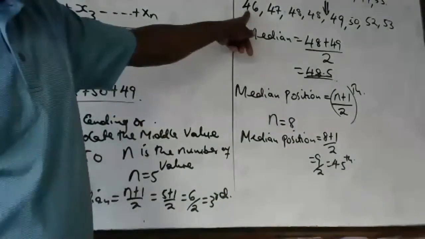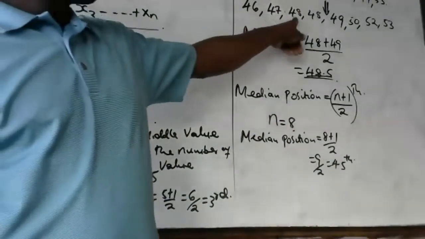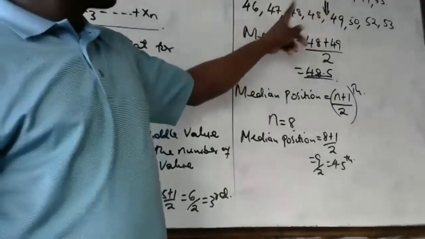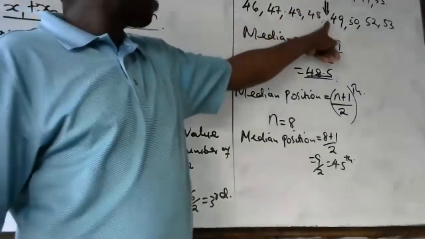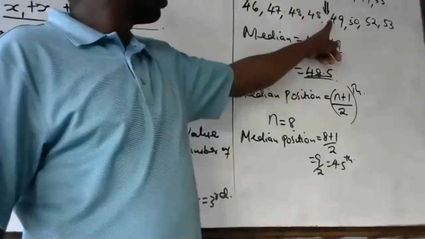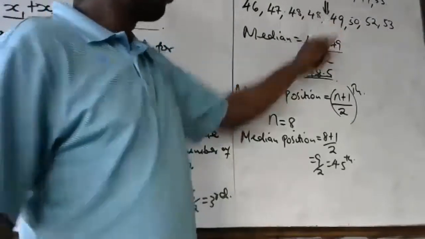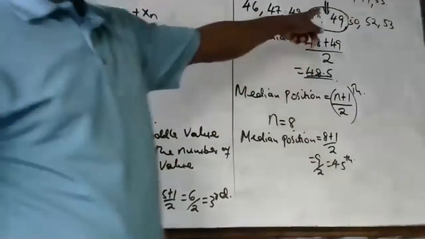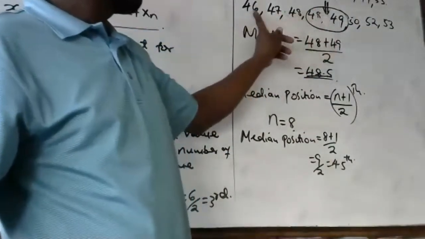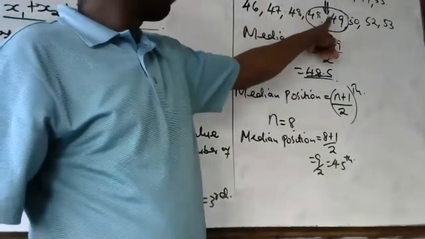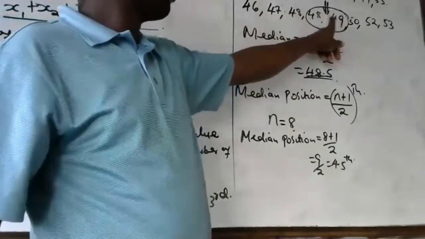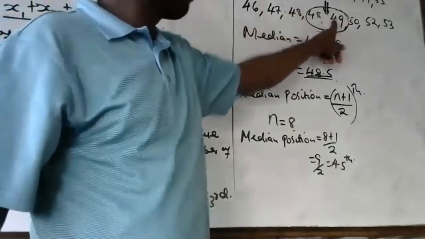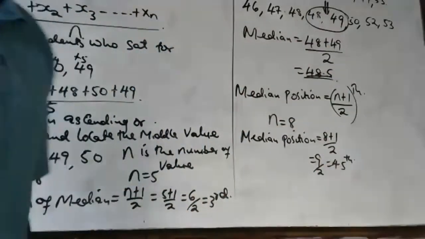So we have the first, the second, the third, the fourth. 4.5 is somewhere in between the fourth and the fifth. So we take the average of these two, because 4.5 is somewhere here. This is the first, second, third, fourth, 4.5, and then we go to the fifth. Because it is between these two numbers, we get the average of those two numbers.